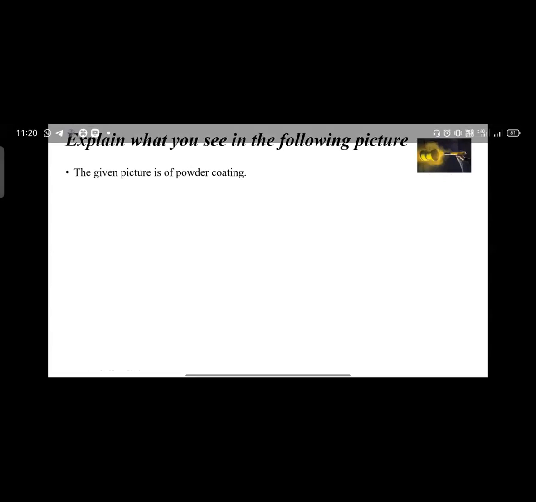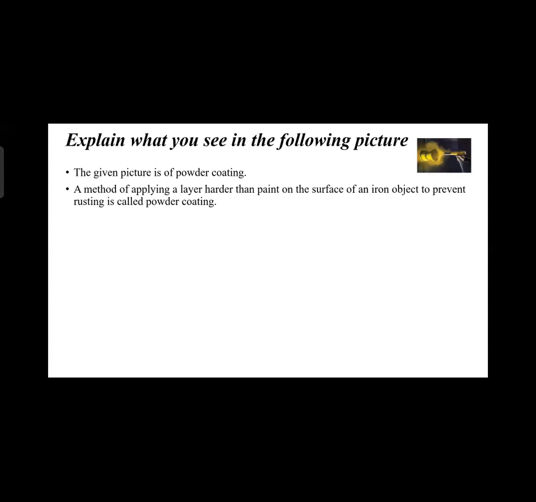Explain what you see in the following picture. This is the picture. Answer. The given picture is of powder coating. A method of applying a layer harder than paint on the surface of an iron object to prevent rusting is called powder coating.